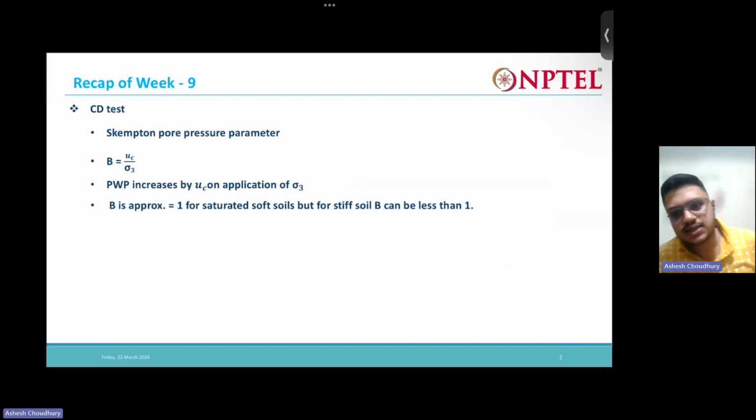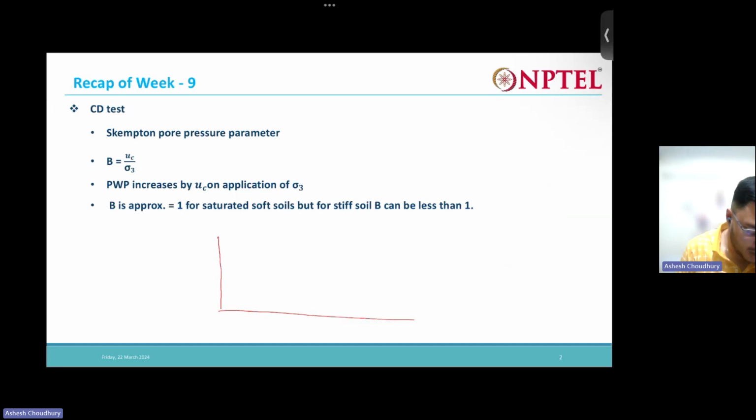If we recall, what is the CD test? In the CD test, C means consolidated, D means drained. So in the first stage, we consolidate the sample, and later in the second stage, that is the shearing stage, we keep on increasing the axial load or the deviatoric stress. What is going to happen? The shearing of the soil sample is going to happen. In that shearing stage, we are keeping the drainage valve open, and due to that, pore pressure dissipation is going to occur. So first, in the first stage, you consolidate the soil sample, and then in the second stage you start shearing, right?